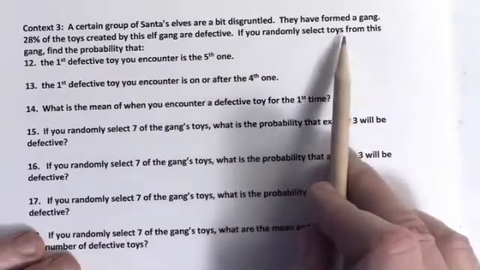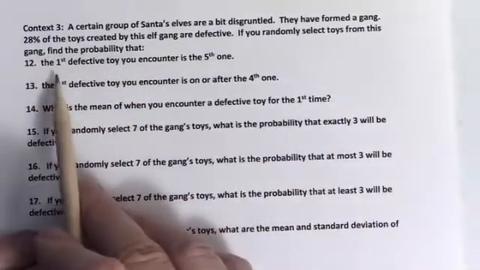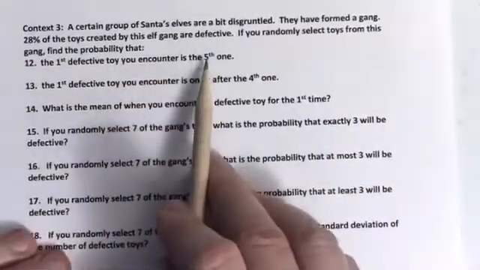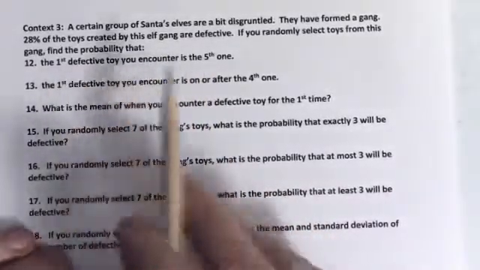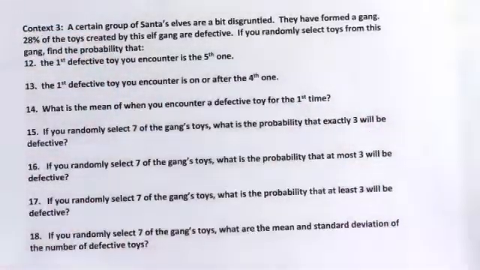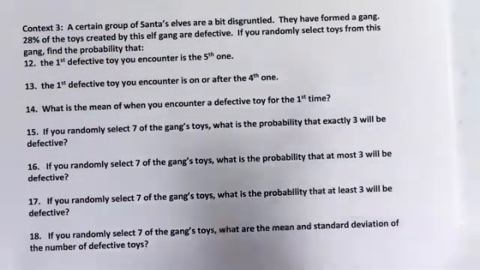If you randomly select toys from this gang, find the probability the first defective toy you encounter is the fifth one. Now, you need to recognize this as a geometric problem because it's concerned with when is your first success here. Now, success isn't necessarily a good thing in context. And as a matter of fact, here's a bad thing.